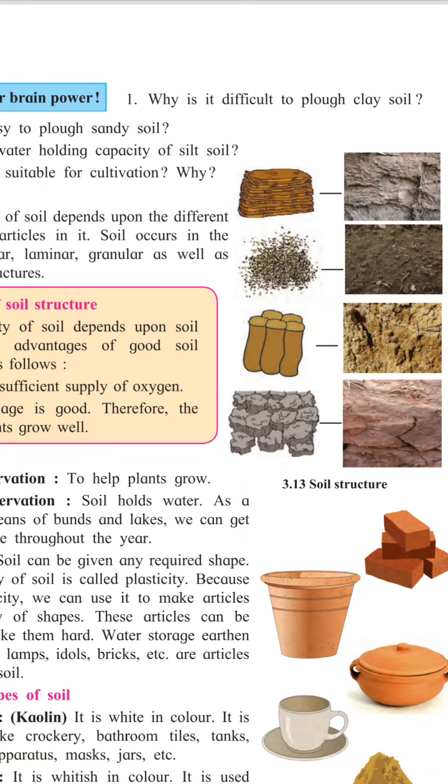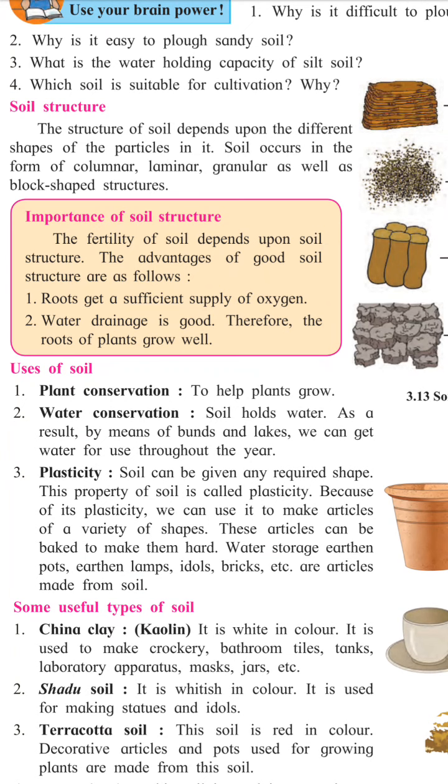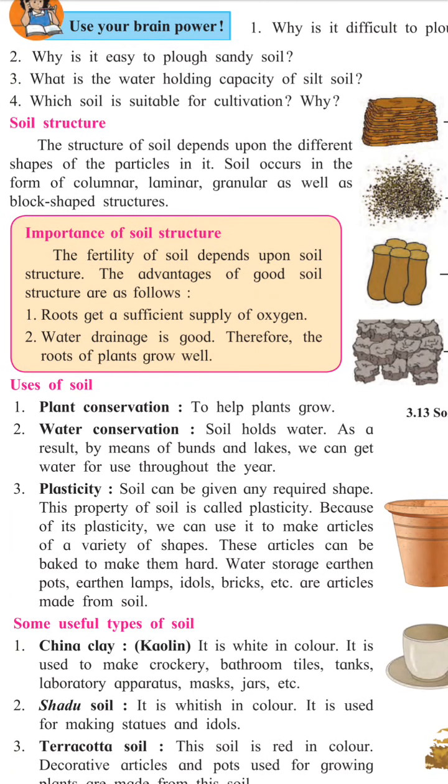What are the uses of soil? Plant conservation, water conservation and plasticity. There are different types of soil over there. The meaning of plant conservation is to help plants to grow. Then water conservation is what? Soil holds water. As a result, by means of dams and lakes, we can get water for use throughout the year. So, we conserve the water through the dams and lakes.